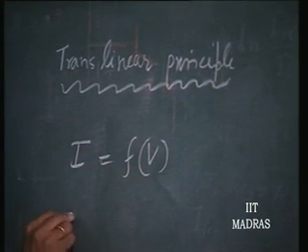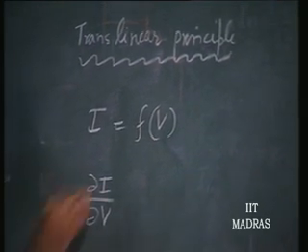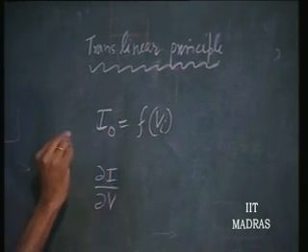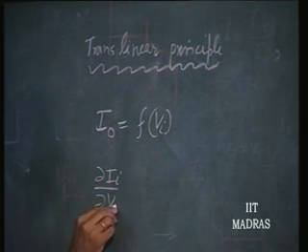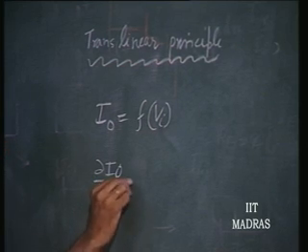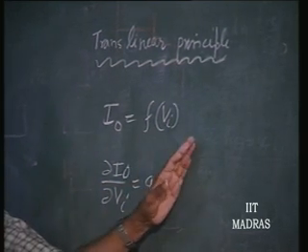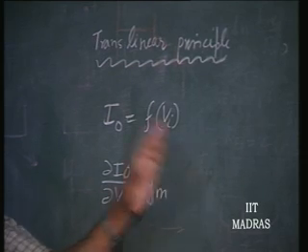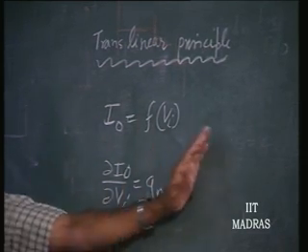I want delta I divided by delta V. This is input current, this is output current versus input voltage. I want delta I naught by delta Vi, which is called the transconductance. Transfer: output current and input voltage. This is the transfer that has taken from input to output.